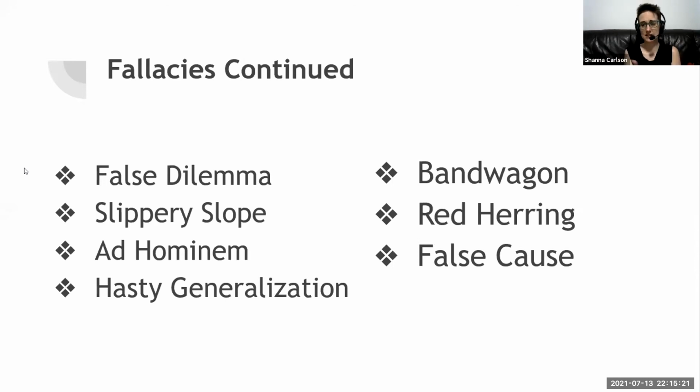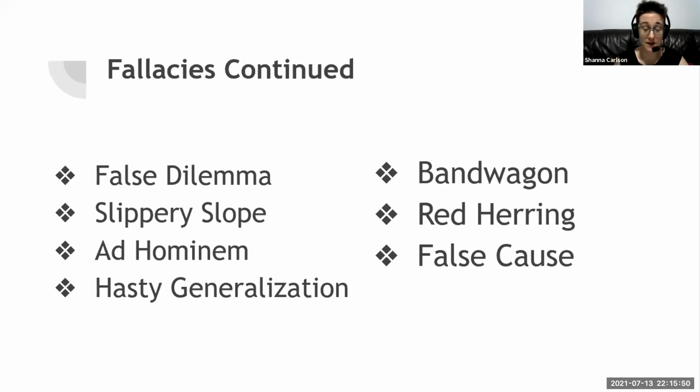One of them is a false dilemma, where it can only be one thing or the other. President Bush was really famous for saying, you're either with us or you're against us. Well, what if I'm just kind of neutral? I don't really care, right? So false dilemmas are very common.